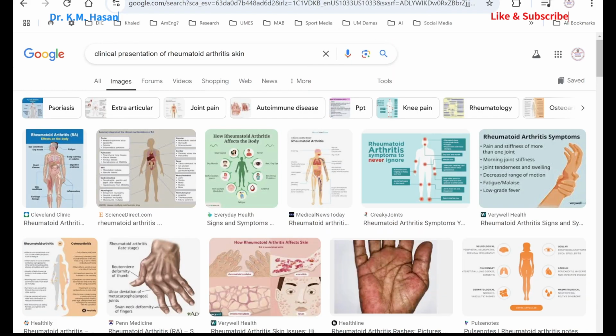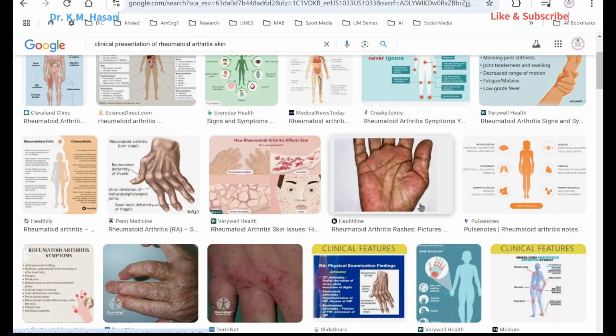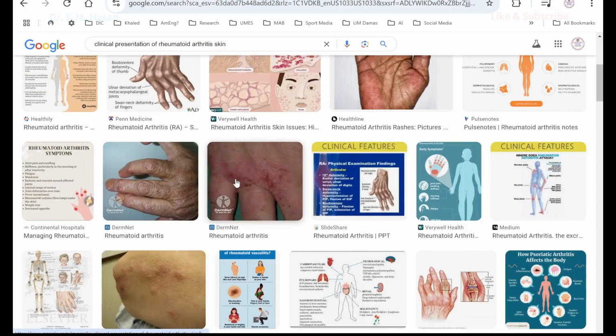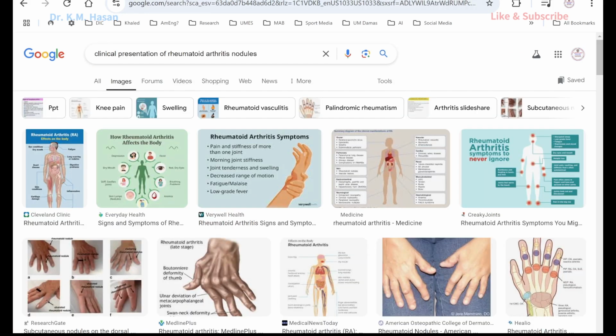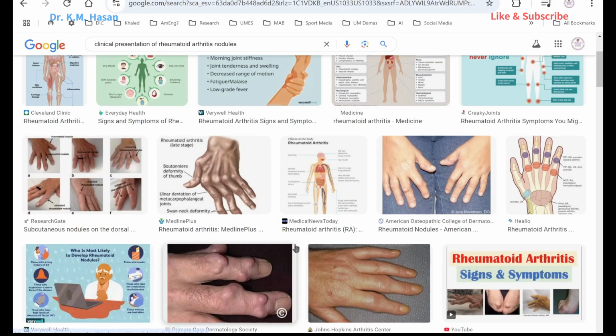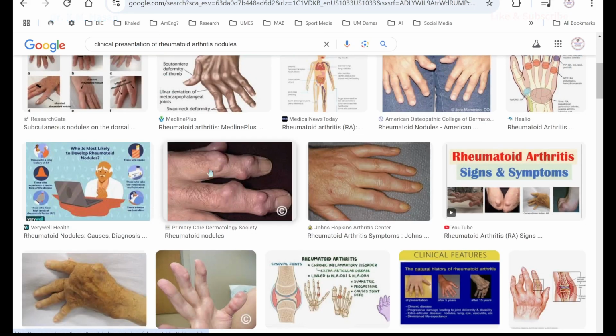Again, moving to what else here, the skin. Yes, the skin will be involved. You can see here a type of dermatitis, or a kind of inflammation on the skin surface, and the patients suffer from skin inflammation. And the last one here, we talk about nodules. If you scroll down a little bit, you can see the rheumatoid nodule here, and another one here. So all these are considered clinical symptoms of rheumatoid arthritis.